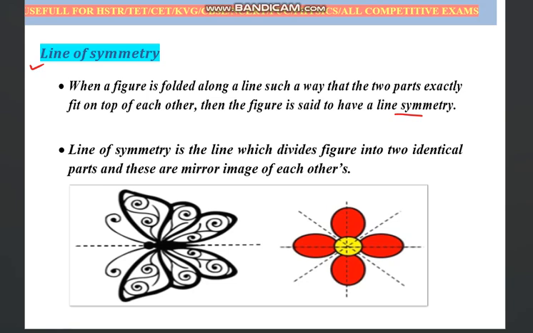Line of symmetry is the line which divides the figure into two identical parts, and these are the mirror images of each other. This is very important when we come to symmetry. So this butterfly has a horizontal line of symmetry, and this figure has only one line of symmetry. And this flower has a horizontal line of symmetry, a vertical line of symmetry, and diagonal lines of symmetry. This figure has four lines of symmetry.